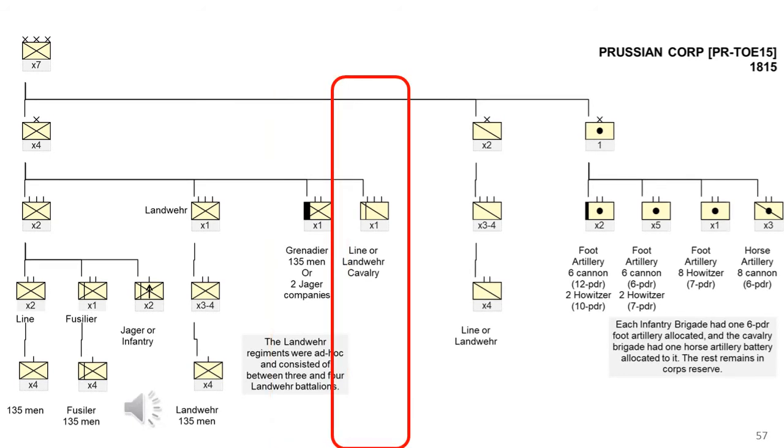Again, looking at the order of battle of the Prussian army during the Waterloo campaign, most of the brigades did not have any cavalry attached directly. The 1st Brigade had a Hussar regiment, but most of its squadrons were not present when this formation met the French.